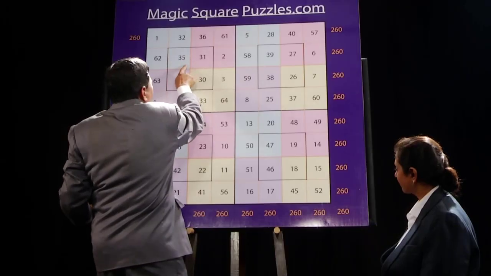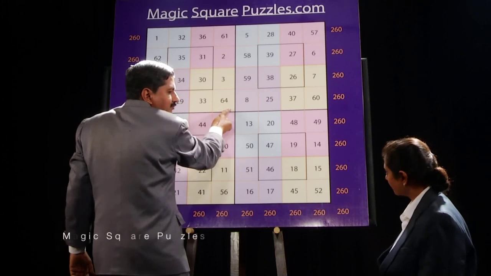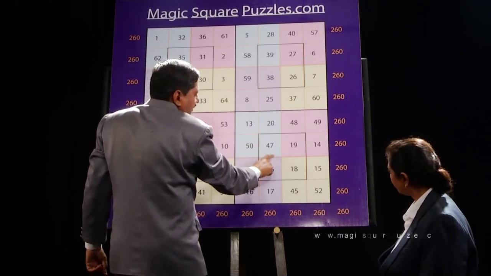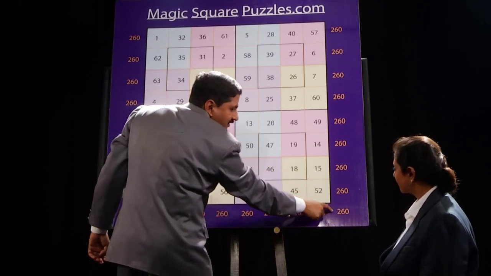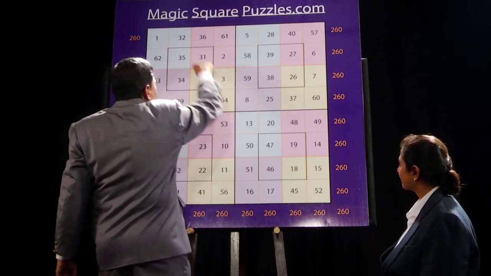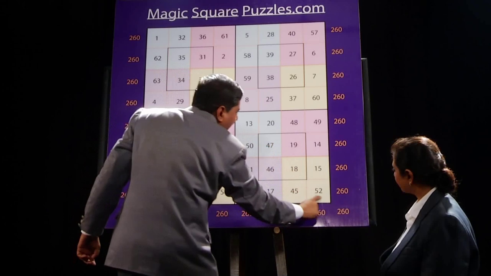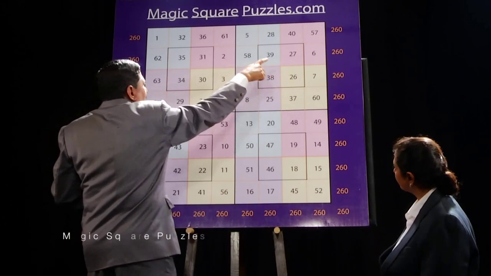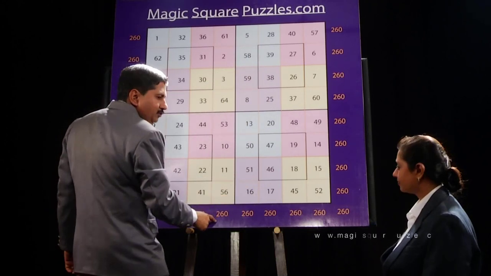Likewise, let us see one diagonal. 1 plus 35, 36. 36 plus 30, 66. 66 plus 64, 130. And 13 plus 47, 60. 60 plus 18, 78. 78 plus 52, 130. So you see, these four diagonals give you 130 and these four diagonals give you 130. Totally you get 260. Okay. You add any row, any column and the two main diagonals, they give you a sum of 260.